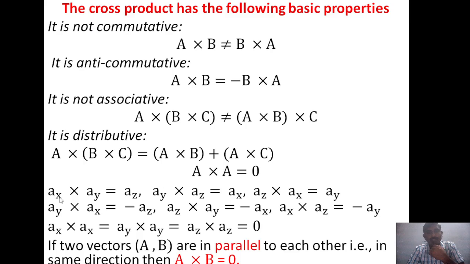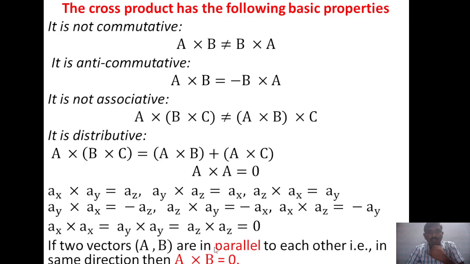While multiplying, look at the unit vectors. AX cross AY is equal to AZ, AY cross AZ is equal to AX, AZ cross AX is equal to AY. If you multiply in the opposite order, the direction will change. So AY cross AX equals minus AZ, AZ cross AY is equal to minus AX, AX cross AZ is equal to minus AY. If you multiply the same quantity, you will get 0: AX cross AX equals 0, AY cross AY equals 0 and AZ cross AZ is equal to 0.